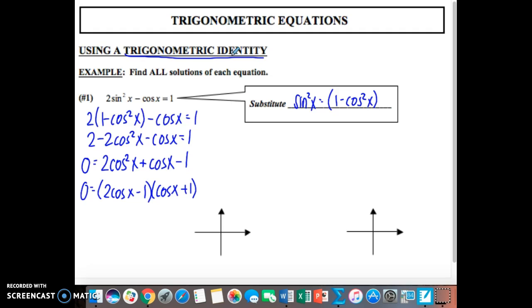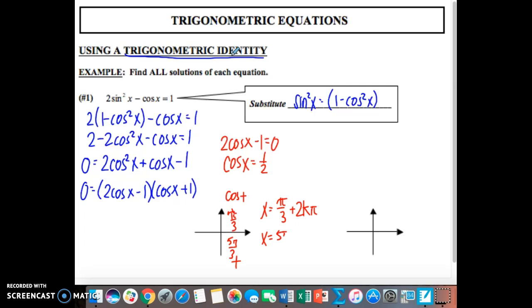So first looking at 2 cosine of x minus 1 equals 0. To solve for cosine of x, we have to add the 1 and divide by 2. So cosine of x equals 1/2. Thinking of what angle gives a cosine value of 1/2. We know pi over 3 in the first quadrant because cosine is positive. And cosine is also positive in the fourth quadrant. And that angle with a reference angle of pi over 3 is 5 pi over 3. So we'll have x equals pi over 3 plus 2k pi. And we will have x equals 5 pi over 3 plus 2k pi.